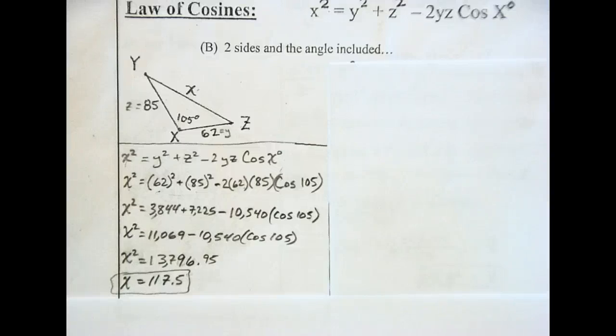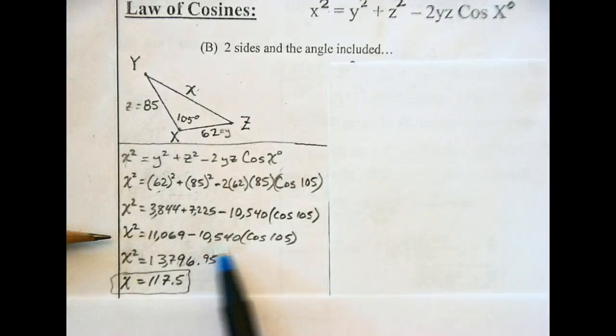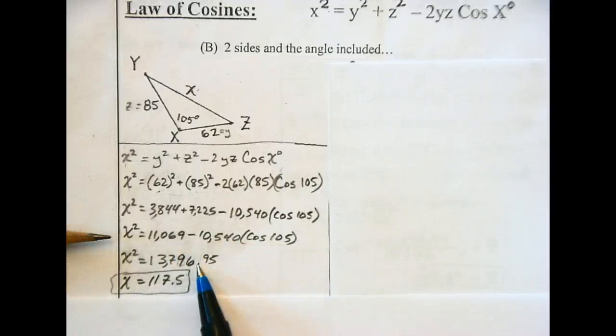Any questions from spot to spot? Julia: So going from the x squared 11,069 right here, minus, to the next one, what do you do with everything? Okay, good question. At that step, I'm taking the cosine of 105 and multiplying it by 10,540, combining them, and then subtracting it from 11,069.